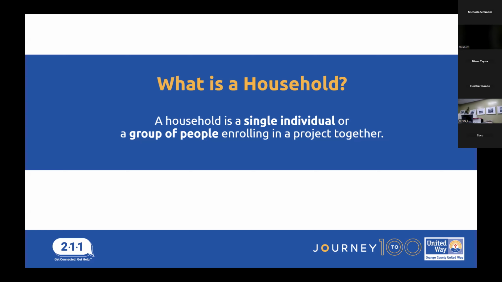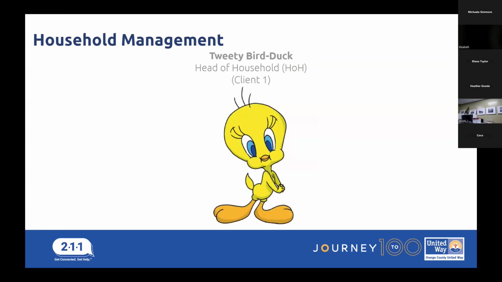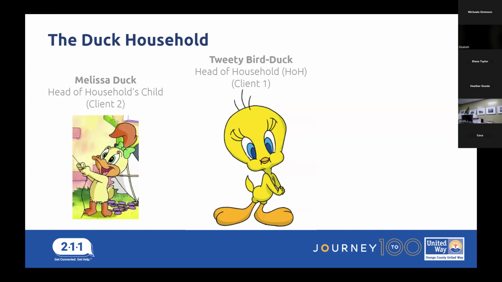Before enrolling a client into a project, you'll need to make sure that the client's global household accurately reflects the client's current household composition. For today's training, we will review Tweety Bird Duck, Client 1, and their household's HMIS profiles and enrollment records. Tweety has a daughter named Melissa, which is Client 2, and we want to add her to their household. If you are following along and have already created a client profile for Client 1, please do the same for Client 2 now.